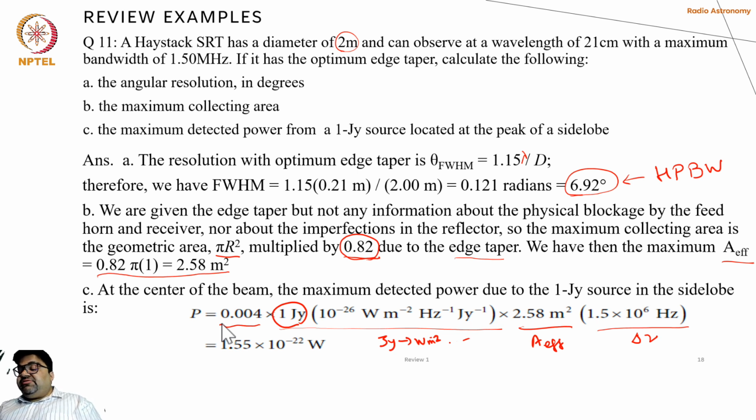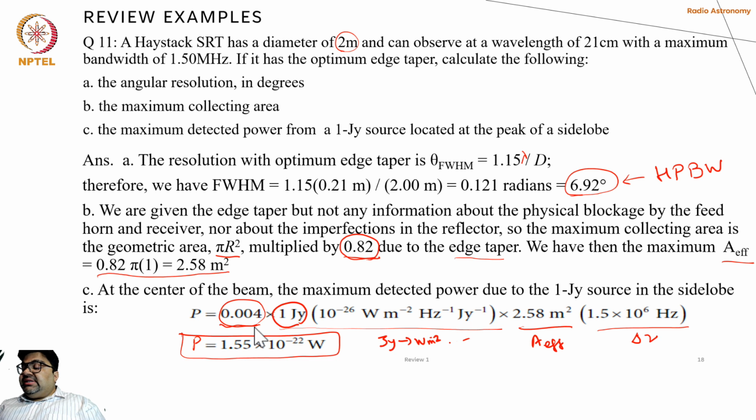So this is the source flux density, and you have a reduction of 0.4% because you're now detecting in the side lobe. That's the reduction, because it's not in the main beam, but in the side lobe. If a source is coming in the side lobe, then the flux density goes down further. In this case, it is 0.4% of this. So finally, the power is given by 1.55 times 10 to the minus 22 watts. The tricky thing here is to figure out this factor.